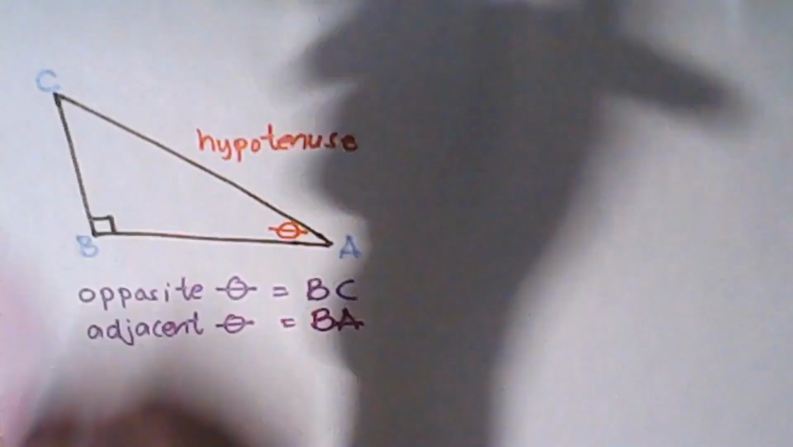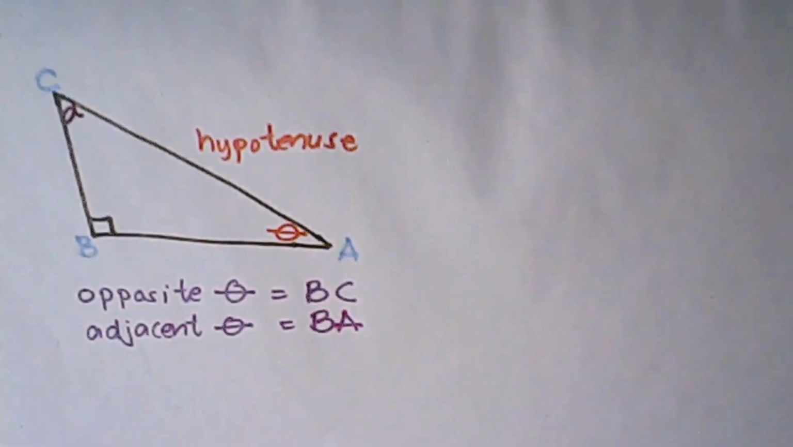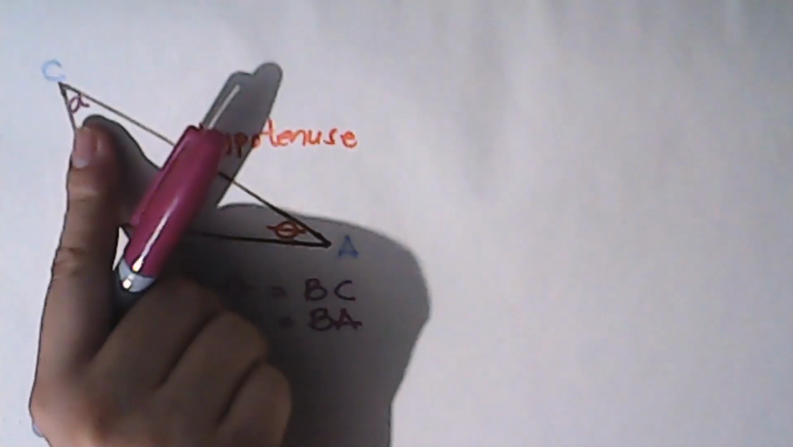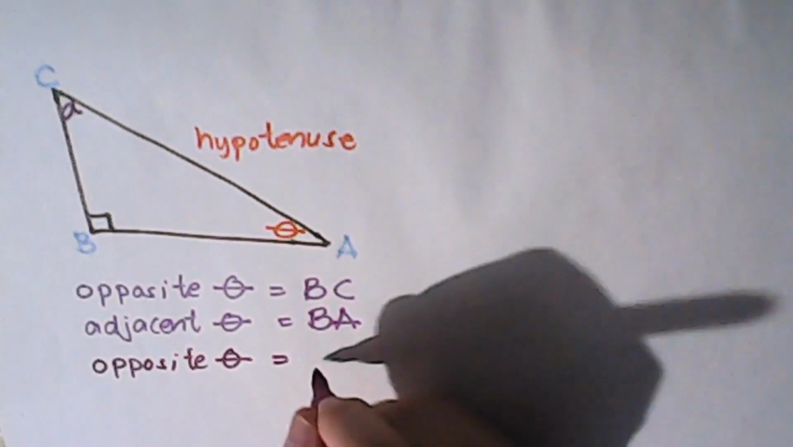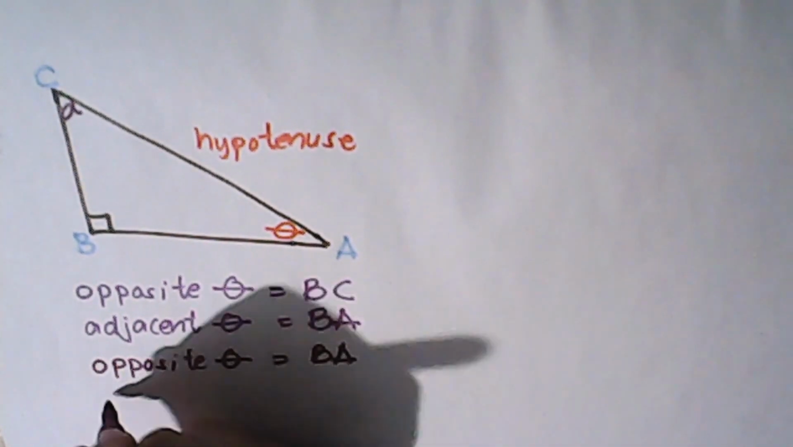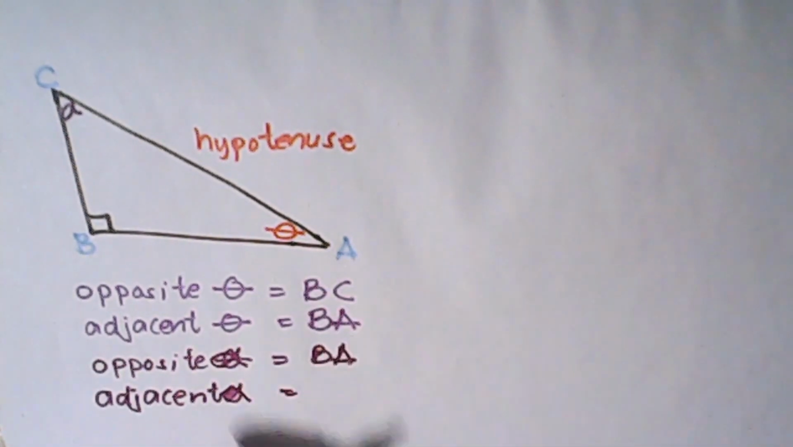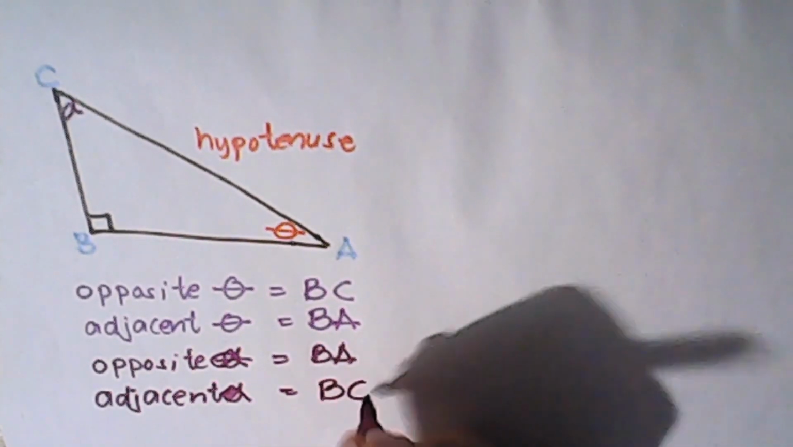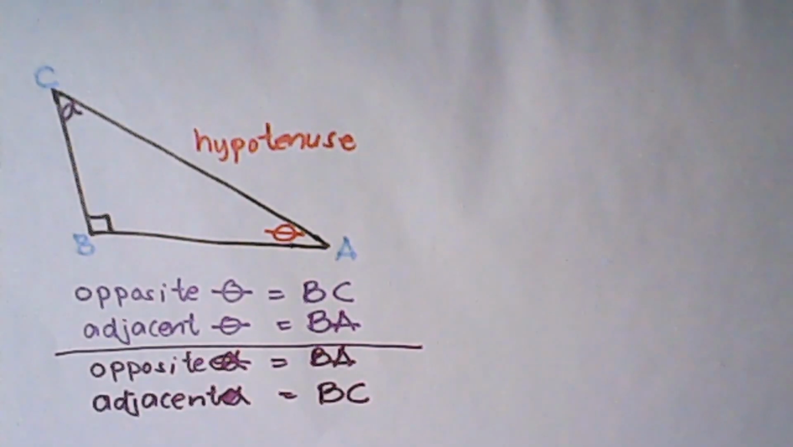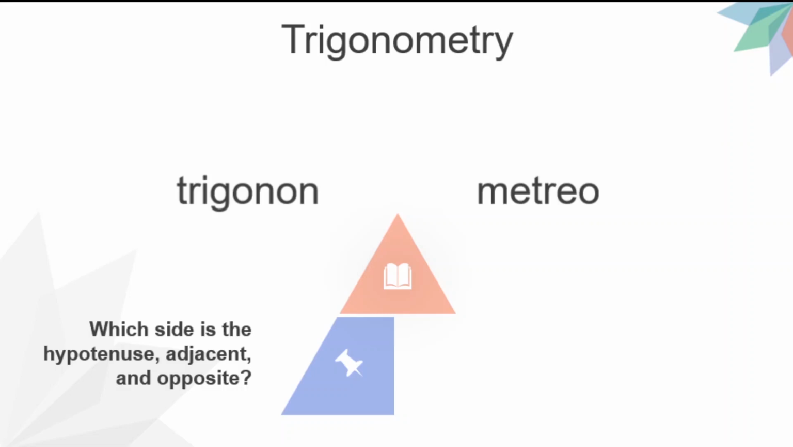Now, if we are referring to angle C, let's try naming angle C as alpha. So, if we are referring to alpha, which is angle C, the side opposite alpha is BA or AB, while the side adjacent to alpha is BC or CB. Now, you see the difference between adjacent and opposite side. Now, we are able to identify which side is the hypotenuse, the adjacent, and the opposite.